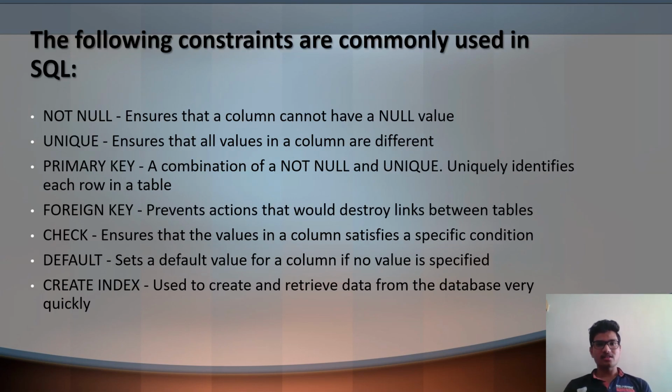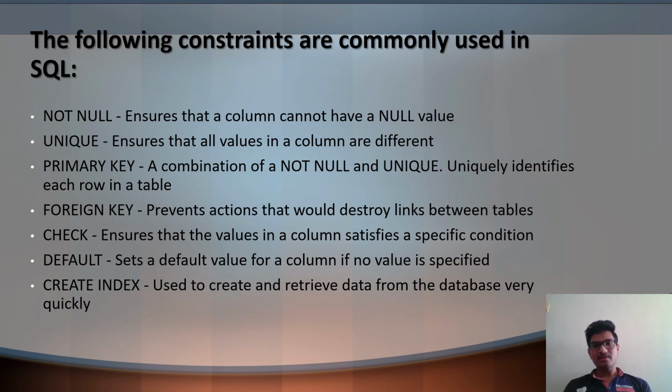The following constraints are commonly used: not null, unique, primary key, foreign key, check, default, and create index. Not null ensures that the column cannot have a null value, and unique ensures that all values in a column are different. Primary key is a combination of not null and unique. It uniquely defines each row in a column.